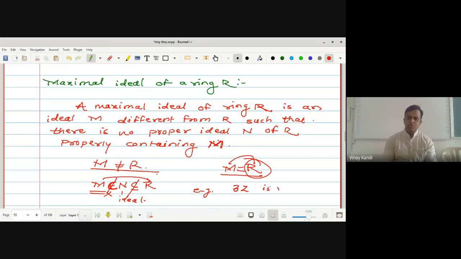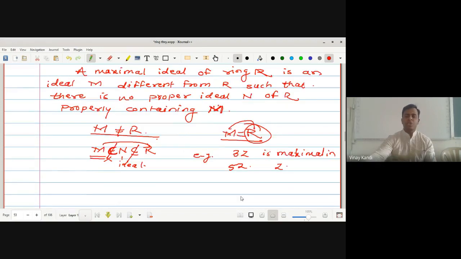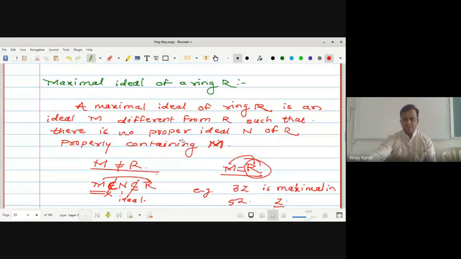is maximal in Z. 5Z is maximal in Z. प्रत्येक प्राइम एलिमेंटनी जनरेट होणारा एलिमेंट काय असतो, आयडियल हा मॅक्सिमल आयडियल असतो. कोणाचा, झेडचा. ओके, सो दिस इज द डेफिनेशन ऑफ मॅक्सिमल आयडियल.